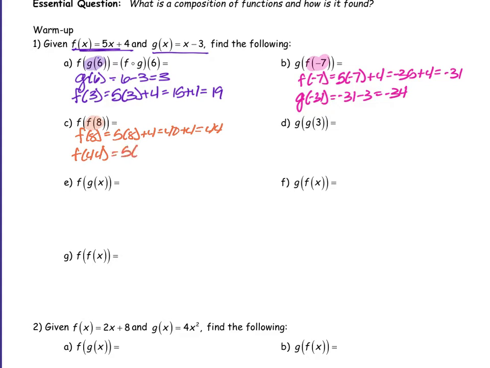So that's 5 times 44 plus 4 again, which I figured out is 220 plus 4, which is 224. So those are my answers. Sorry. I'm going to circle them. Okay.